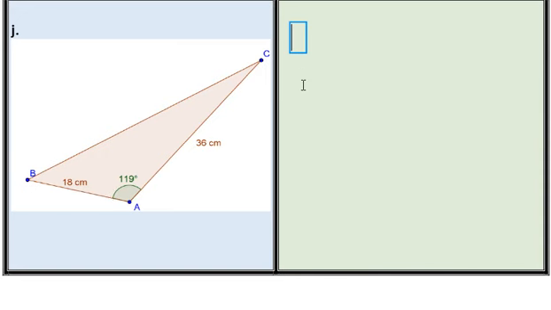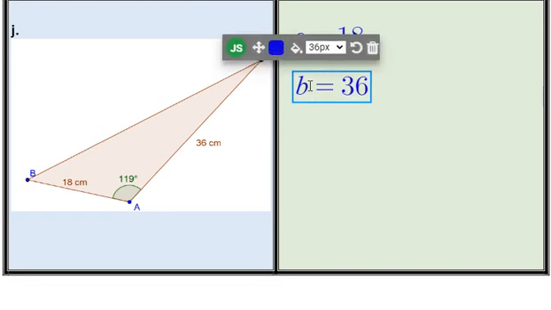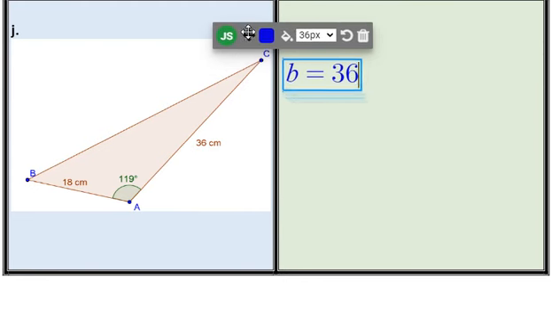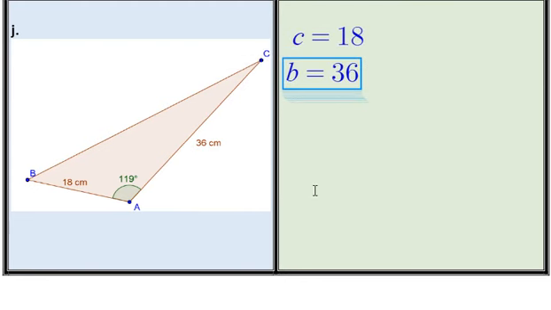So we know side C is 18. We know that side B is 36. And again, the idea is we're using a side angle side triangle because when we know side angle side, we can use the area formula to figure out the area of the triangle.